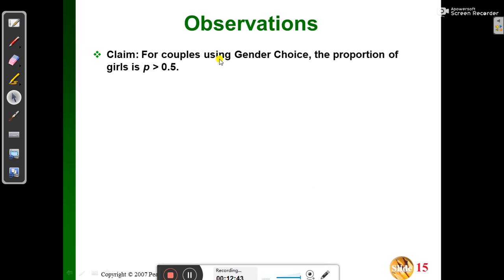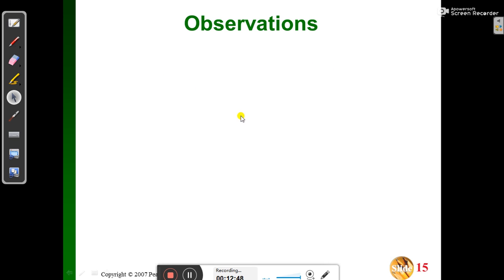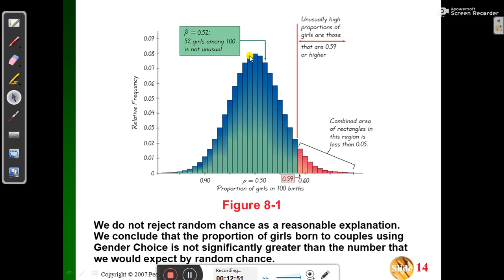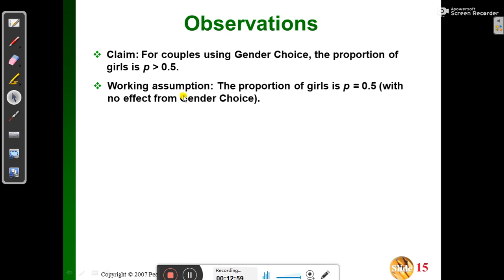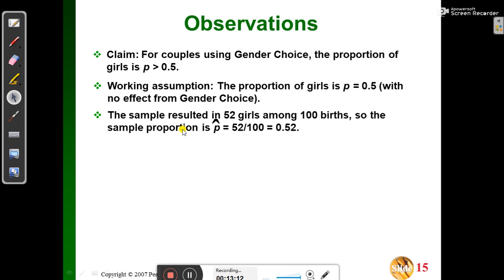For couples using gender choice, the proportion of girls should be greater than 0.5. That is, here you can see greater than 0.5. Then we can say that gender choice may have some effect. Working assumption is that the proportion of girls is 0.5 with no effect from gender choice. So if the value is 0.5, then we can directly say that our assumption is that gender choice has no effect. The sample resulted in 52 girls among 100 births, so the sample proportion is p equal to 52 by 100, which is 0.52.